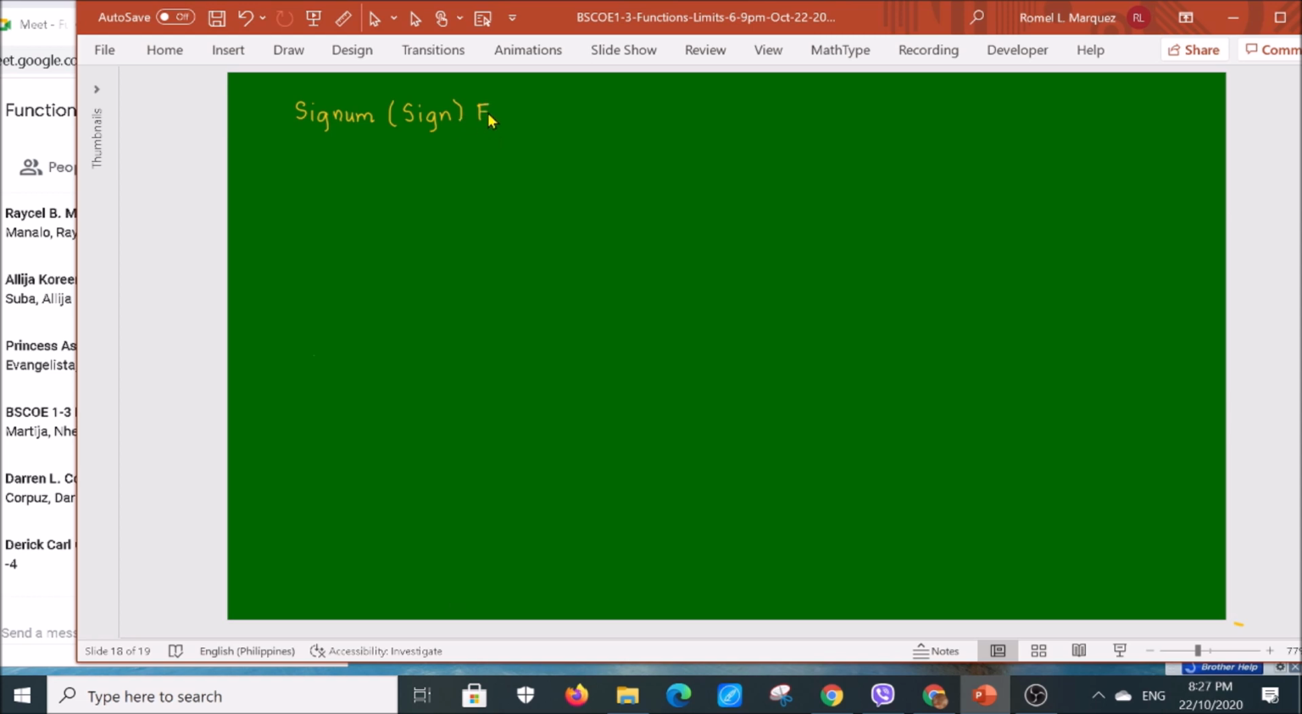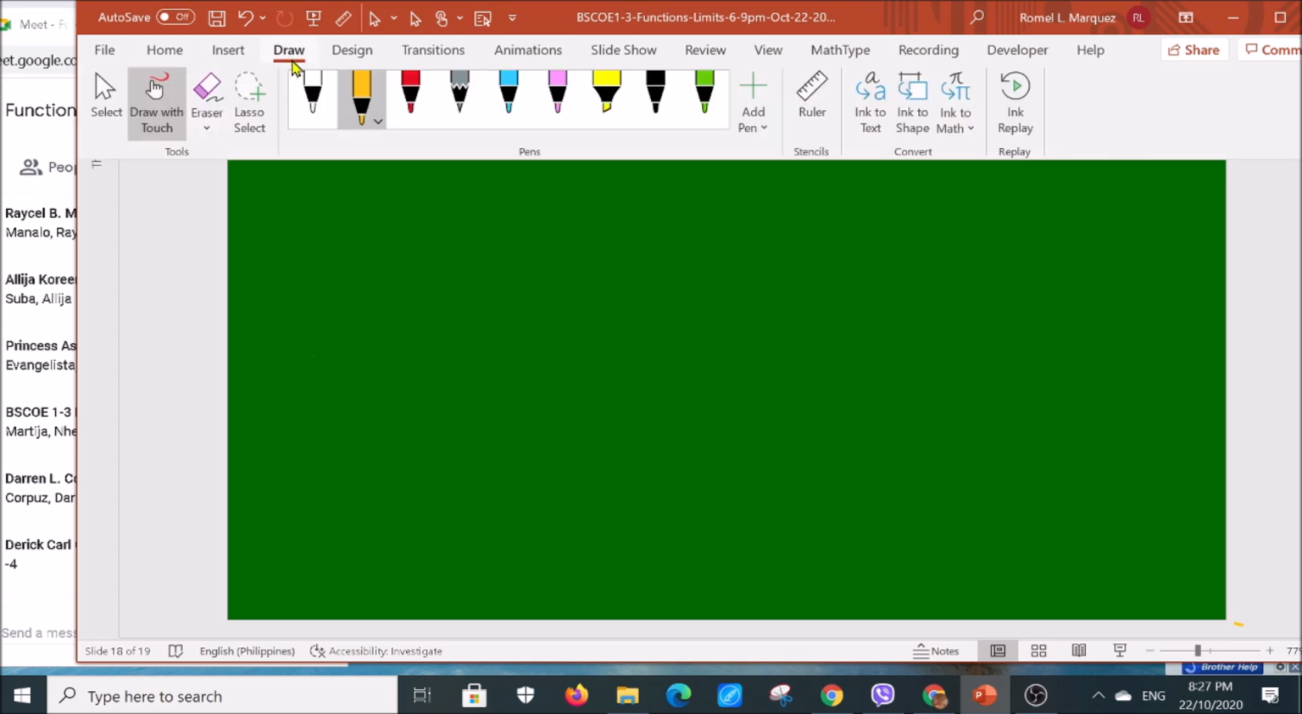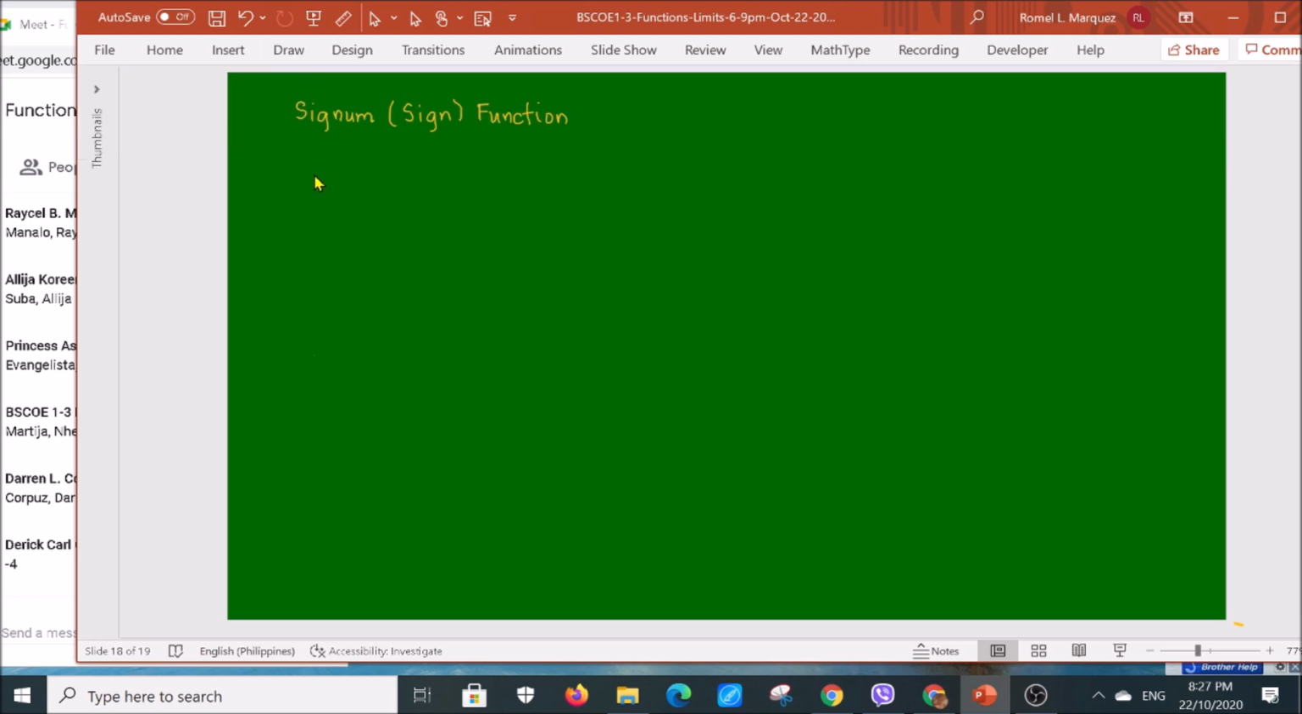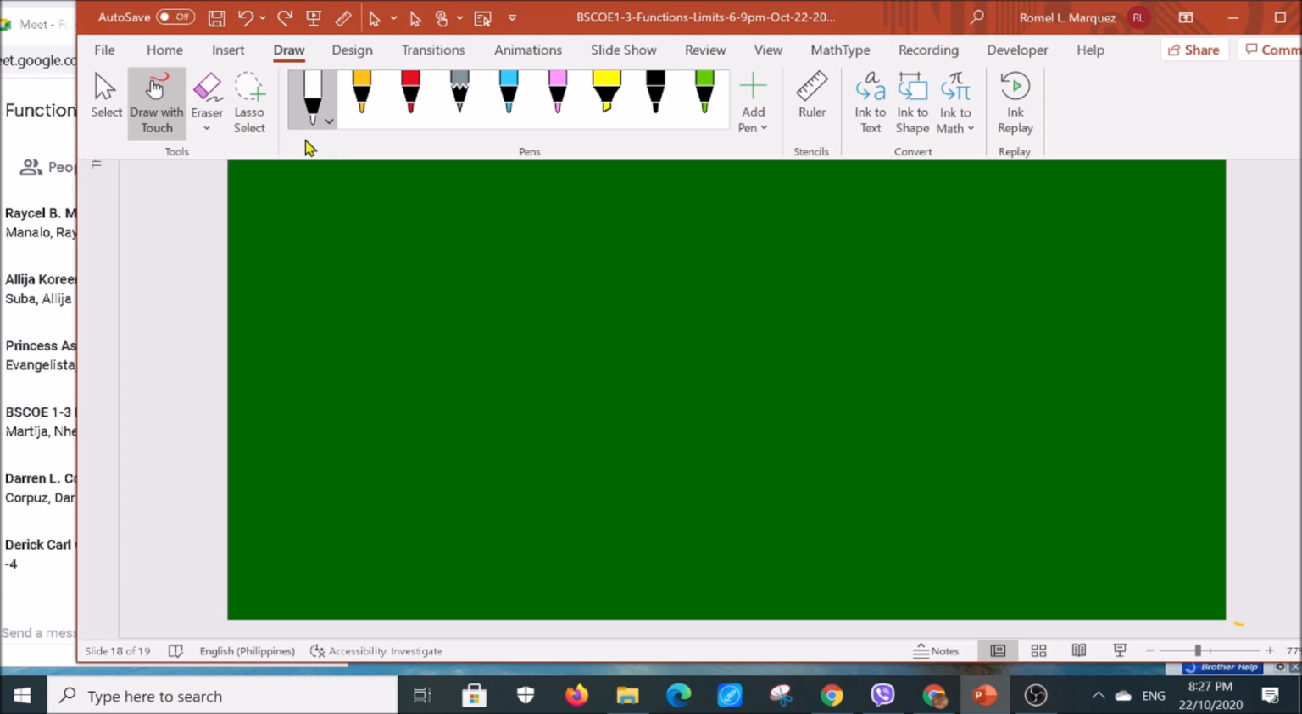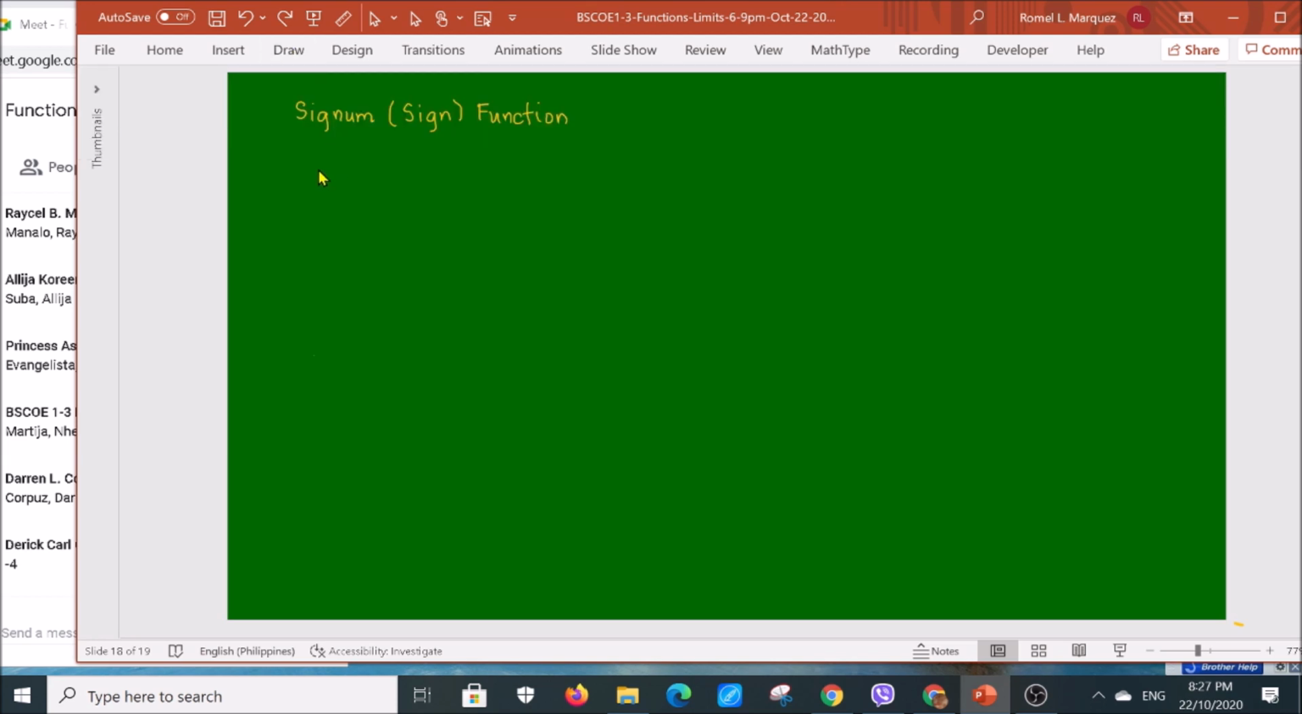Obvious from the name. Signum or sign function. Latin, signum. English, sign function. What does it mean? If your f of x is a sign function, what will be the function, guys? Do you have any idea? What is f of x?